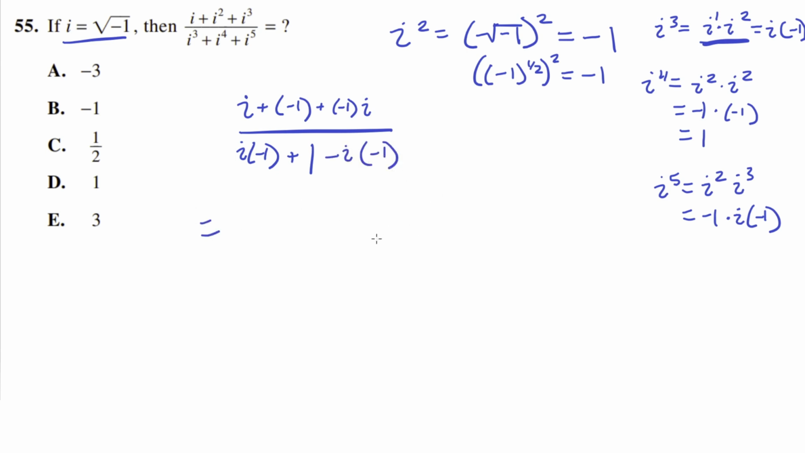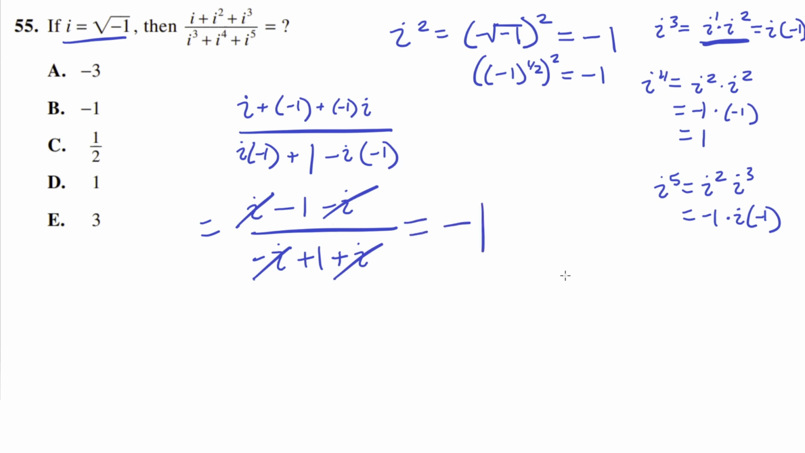So let's simplify this. So the numerator will have i minus 1 minus i. In the denominator we have negative i plus 1. Then these two cancel out, so we'll have plus i. We can see here that i minus i is 0, and negative i plus i is 0. So we're just left with negative 1 over 1, which is equal to just negative 1. So the correct answer choice is B.